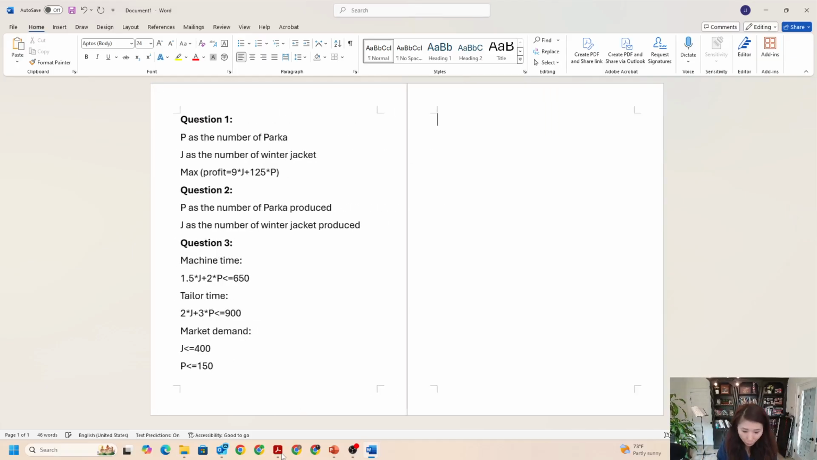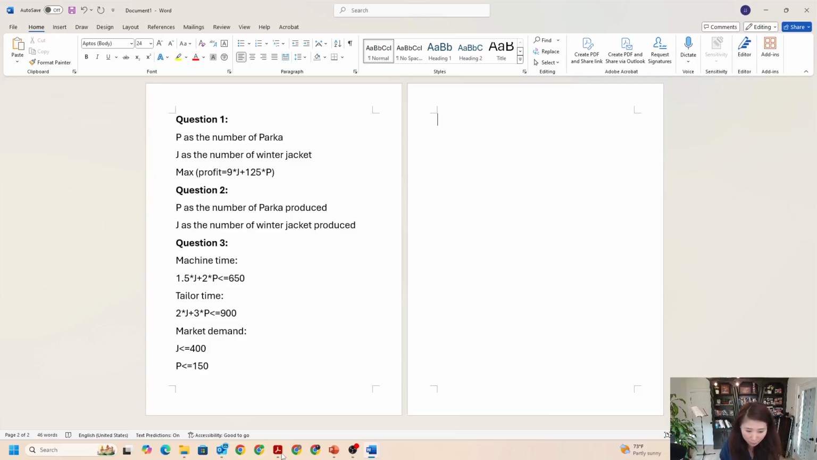Okay, is that all done? The answer is no. We also have additional constraints that students sometimes forget, called non-negativity constraints. So what does that mean? That means since P and J are both the number of products I need to produce, none of them can be a negative number, right? So there are 2 more constraints. So P has to be larger than or equal to 0. Similarly, J has to be larger than or equal to 0.